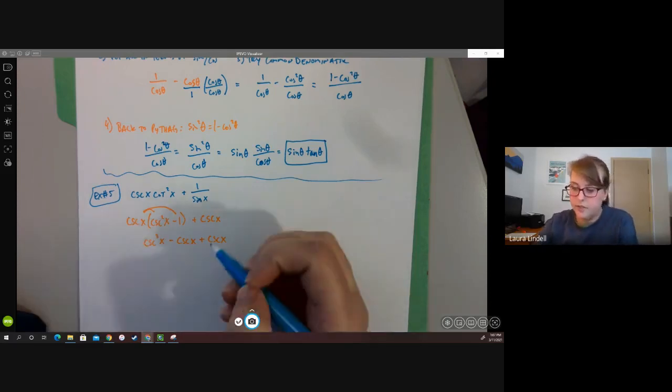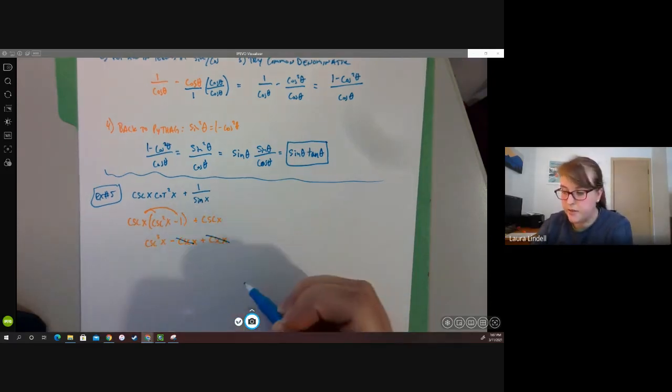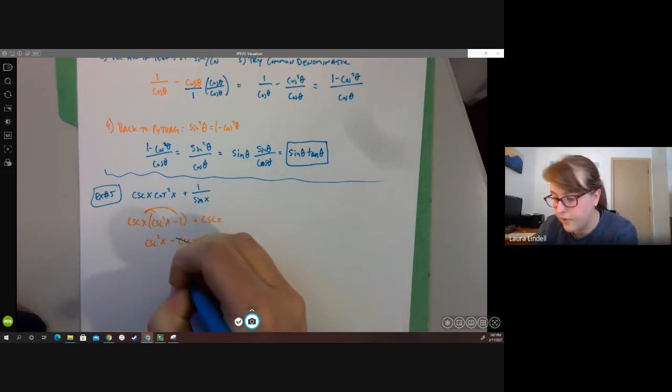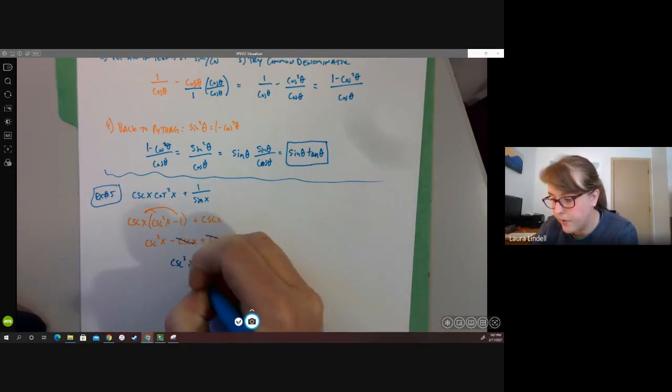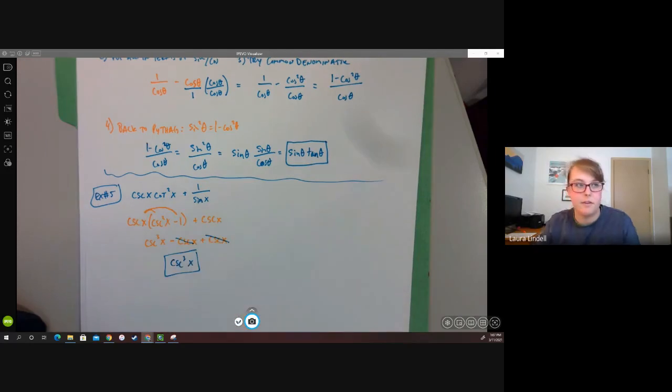Then negative cosecant and positive cosecant cancel each other out, and we're just left with cosecant cubed. And that is our simplified version.